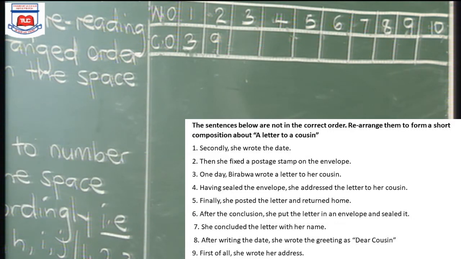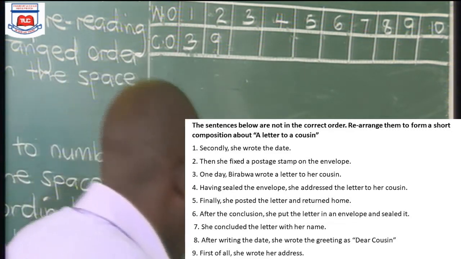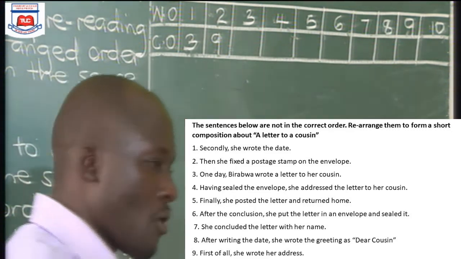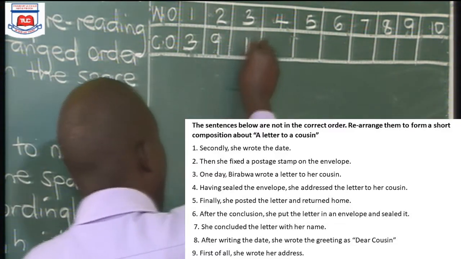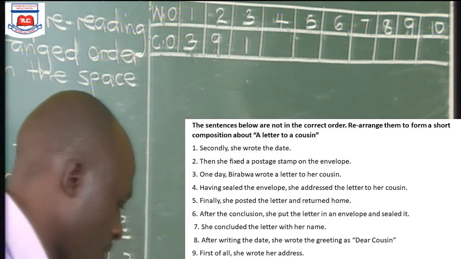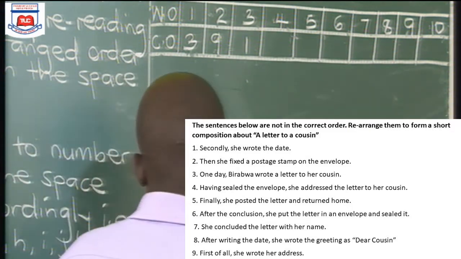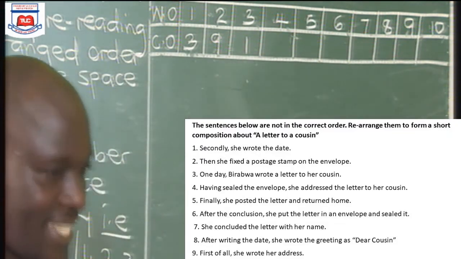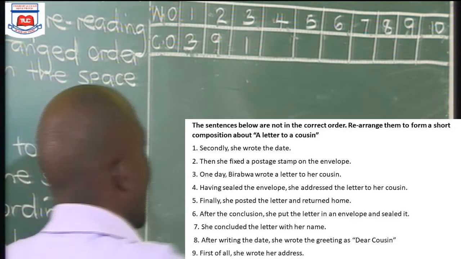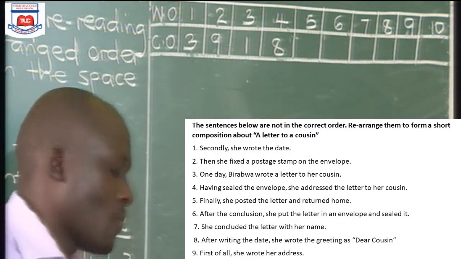What is our number 3? Our number 3 is number 1. After writing the address, what happened? Secondly, remember the other one was, first of all, she wrote her address. Now, secondly, that's number 1 is number 3. Secondly, she wrote the date. After writing the date, what follows? Now our number 4 is number 8. After writing the date, she wrote the greeting. Now our number 8 has a connection with the date. After writing the date, what did she do?